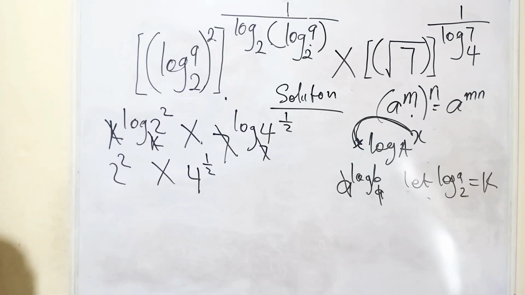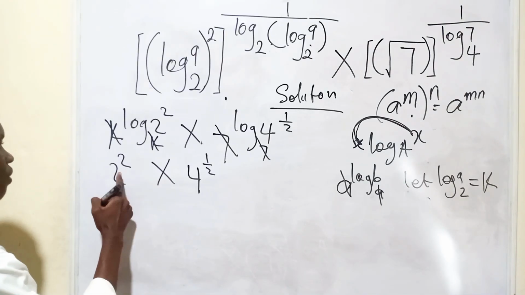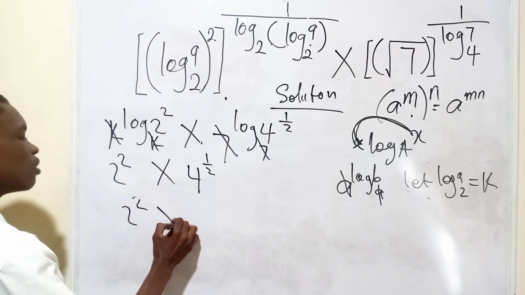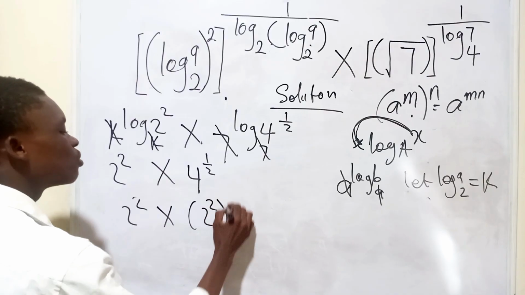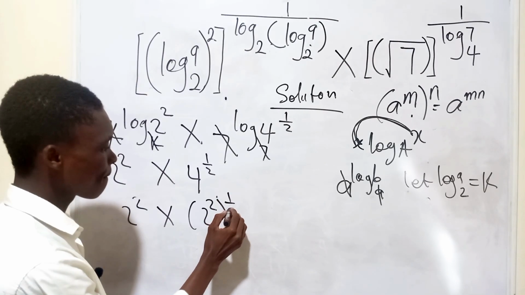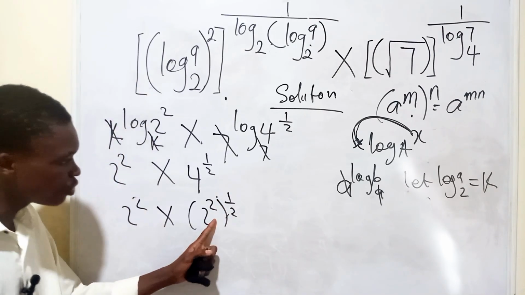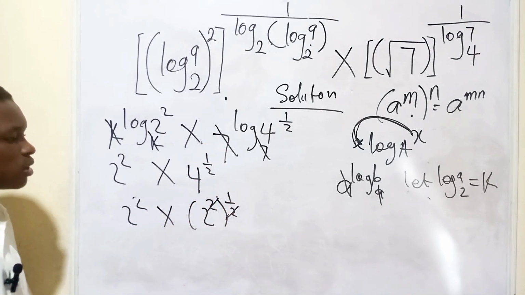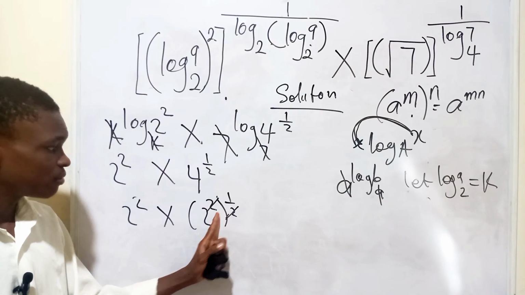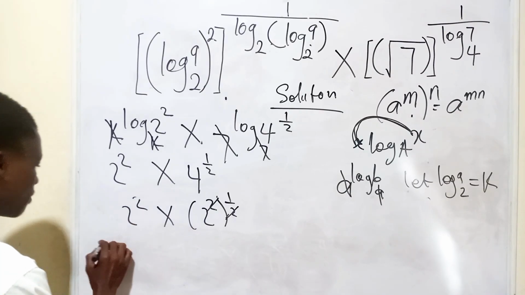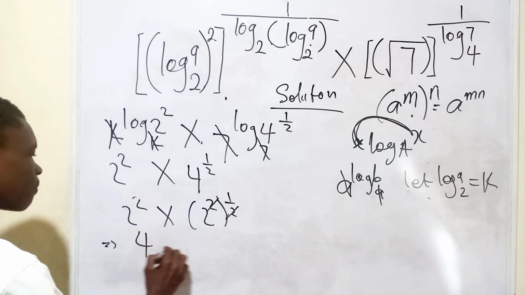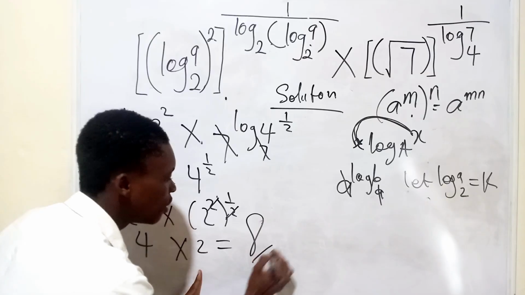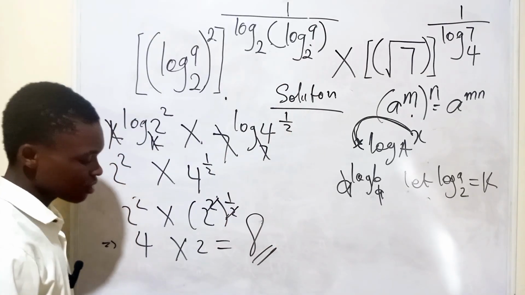All right, so what next? We know 4 raised to the power of 1 over 2 is the same thing as saying 2 to the power 2 raised to the power of 1 over 2. All right, so from here, if 2 raised to the power of 2 gives us 4, all raised to the power of 1 over 2, this one cancels out this one, because they are the same. So this implies that 2 to the power 2 here is 4 times 2. So clearly, if we multiply 4 times 2, we have that the value of this expression is 8.